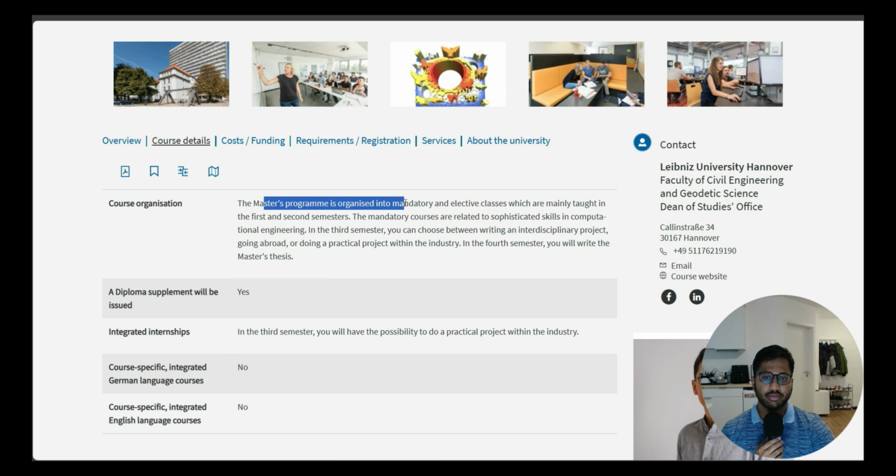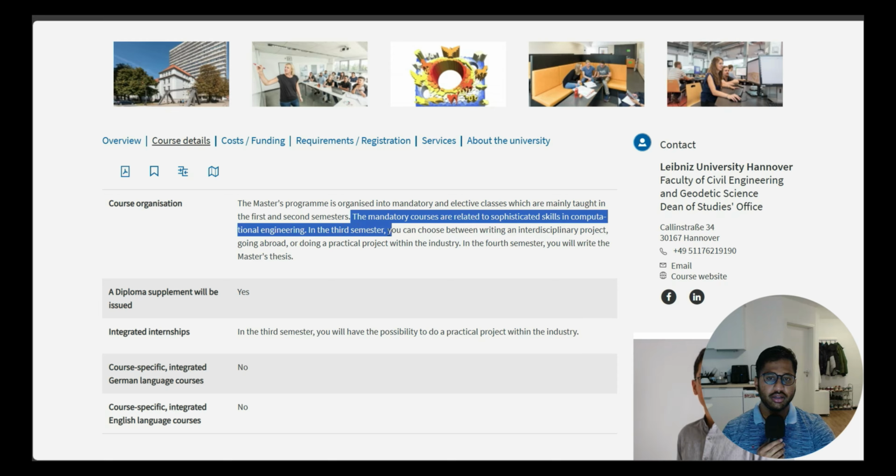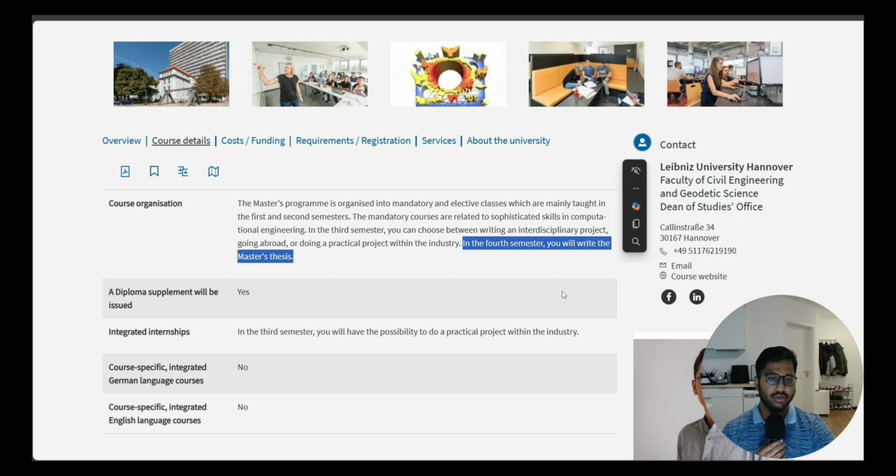The master degree program is organized into mandatory and elective courses, which are mainly taught in the first and second semester in English language only. Most of the course subjects are in English, as I told you. The mandatory courses are related to sophisticated skills in computational engineering. In the third semester, you can choose between writing an interdisciplinary project, going abroad, or doing a practical project within the industry, whichever you like. And the fourth semester is always your master thesis.